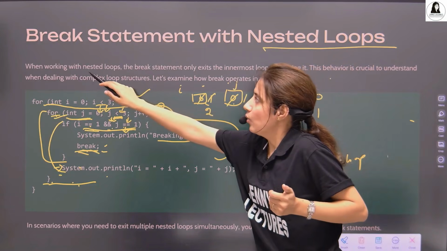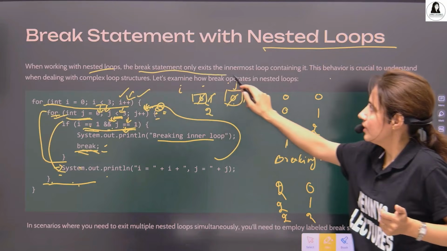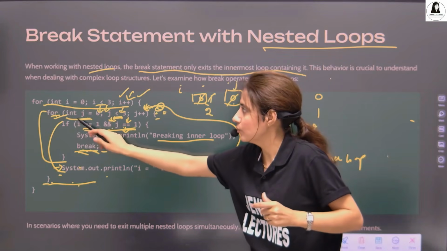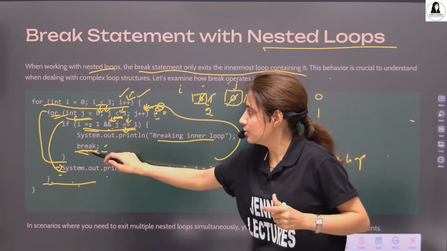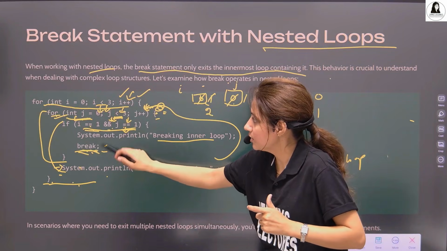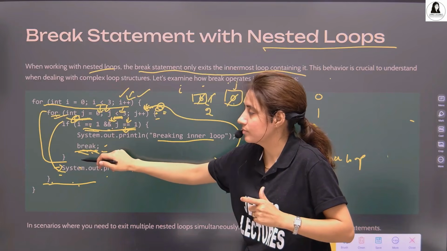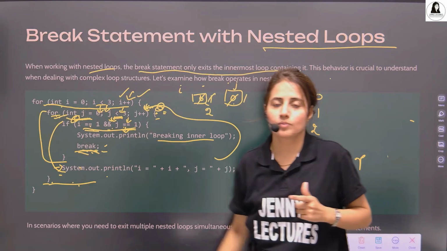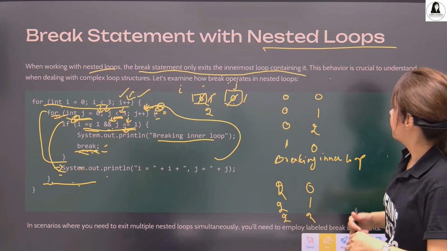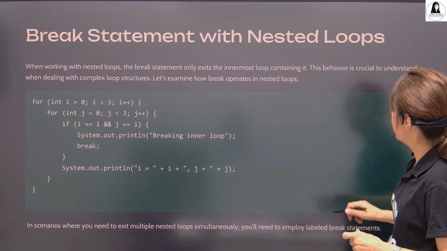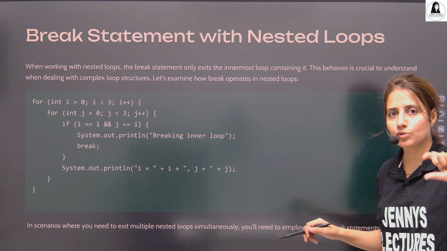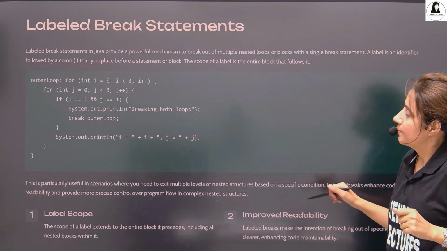See, while working with a nested loop, the break statement only exits the innermost loop containing it. If there is one more for loop, and this break is within the third loop, then this break will only exit from the inner loop, this loop. We are still within this loop and this loop. This kind of thing. Right? Okay. Now let's see how labeled statement works. And then we will see practically both break and labeled break.